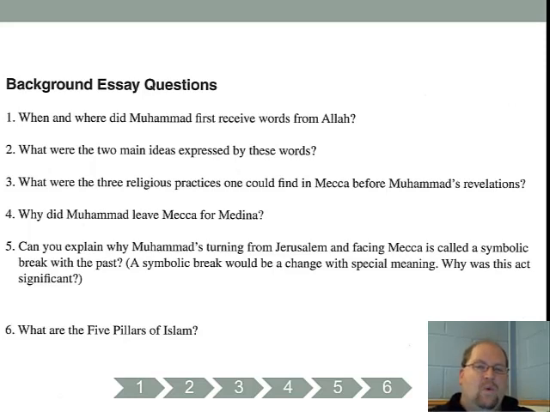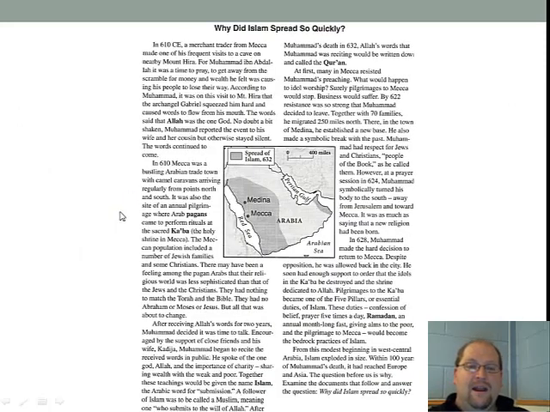Number 3, what were the 3 religious practices one could find in Mecca before Muhammad's revelations? Again, this is going right into our reading, and here we find right in the middle of the 2nd paragraph it talks specifically about 3 religions. First of all, it talks about a pilgrimage by Arab pagans. So pagans was one of them. And if you read a little bit further down, it talks about the Meccan population included members of Jewish families and some Christians. So we've got pagans, Jews, and Christians that made up the region at the time.